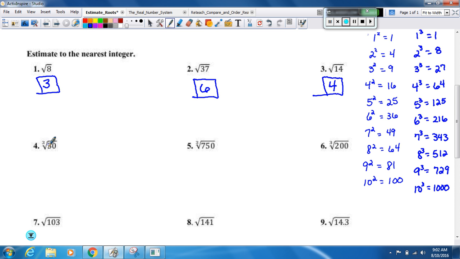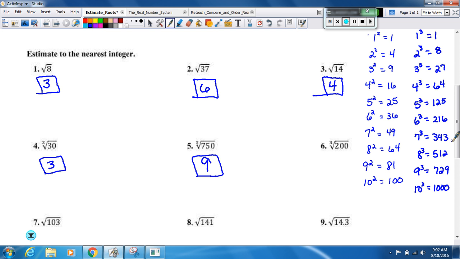This is the cubed root of 30. Since it's the cubed root, I use my list of cubes. So I'm looking for 30. 30 falls between 27 and 64. It's closest to 27. So the number in front of your exponent, the 3, is the answer to that one. Cubed root of 750. 750 falls between 729 and 1000. It's closest to 729. The number in front of the exponent, the 9, is your answer.